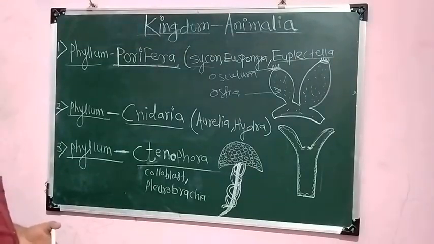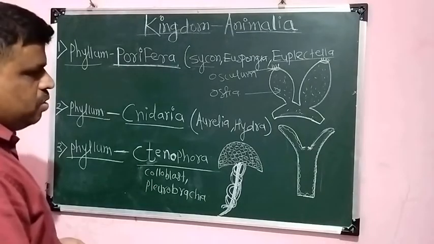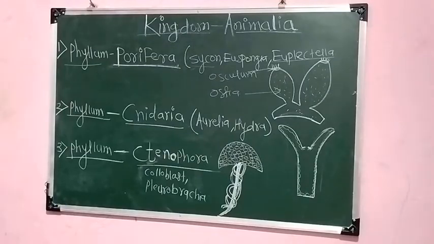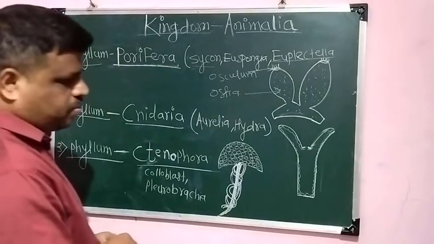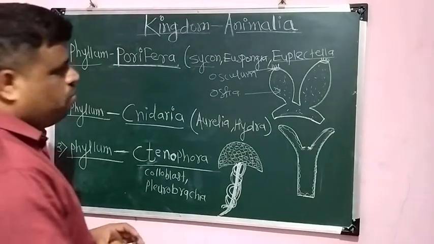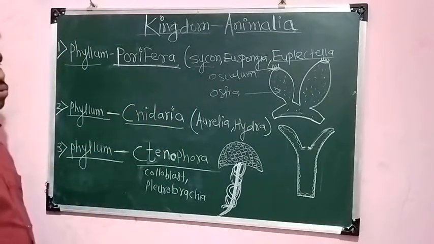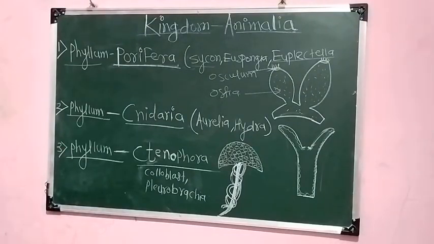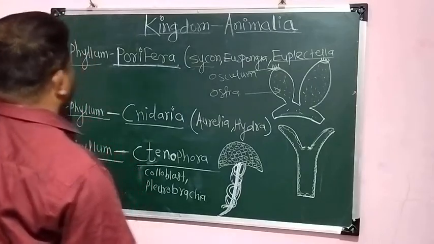Then these animals reproduce sexually as well as asexually. They reproduce sexually by gamete formation. Fertilization takes place internally, and the development is indirect through a larval stage. Then they have great power of regeneration. All these animals, those who belong to this particular phylum, that is Porifera, have a great power of regeneration. So this is simply regarding the different characters of the first phylum, that is phylum Porifera.